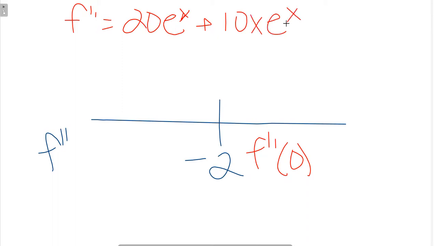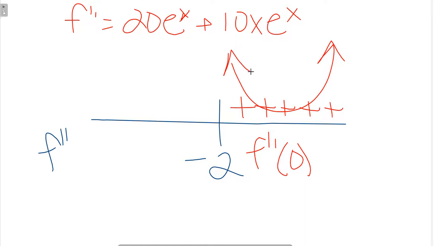When we plug in 0, we get 20 times e to the 0. e to the 0 is 1, and 20 times 1 is 20. Here we get 10 times 0, so if we're putting in 0, we get a 0 here. 10 times 0 times 1 is 0. So we have 20 plus 0, so we get 20. This is positive. So that tells me the second derivative is positive, so I know f of x is concave up on this interval.